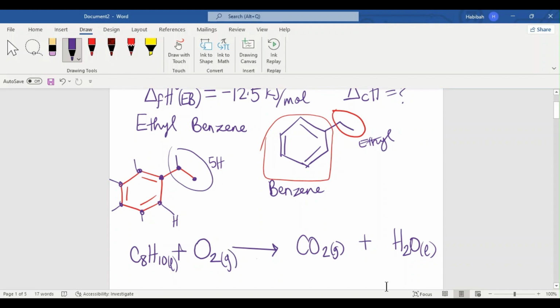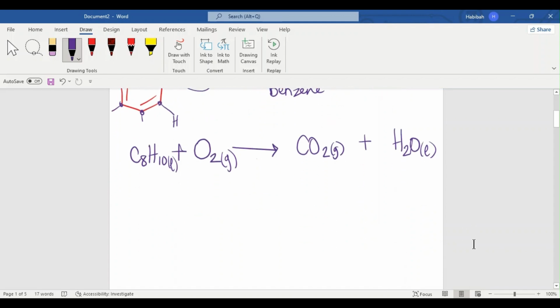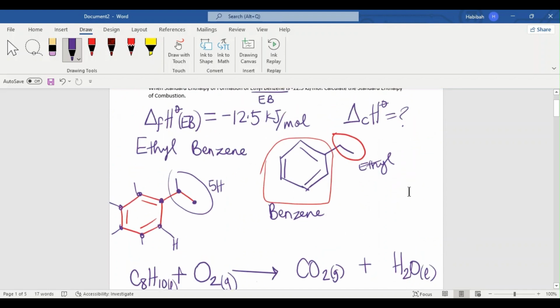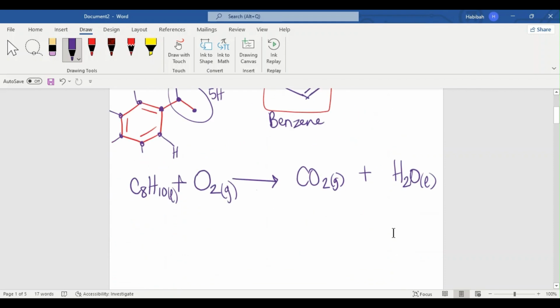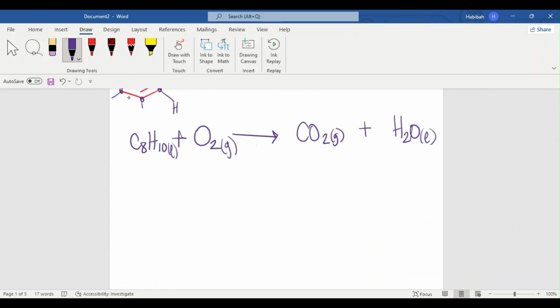Now we're going to balance this chemical equation, because that's the next thing you have to do. You can see that we're inching into the question: calculate the standard enthalpy of combustion. So now we're going to balance this equation. You have eight carbons here and one carbon here. In order for us to balance it, we're going to put an eight here. So now the carbons are balanced.